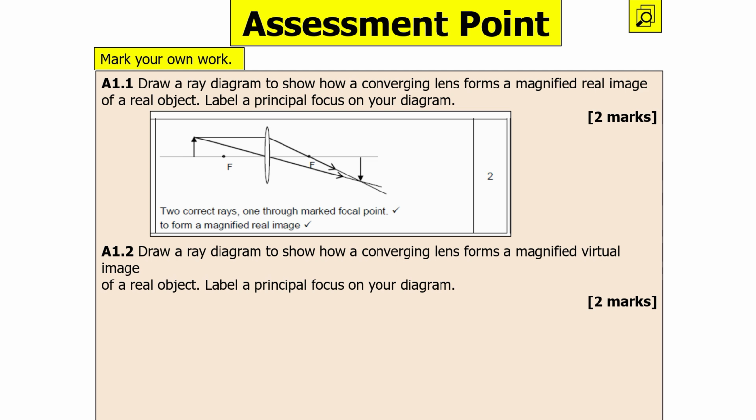Like we said before, one line from the top goes straight through the center and undeviated. One line goes parallel to the axis and then refracts through F. Where the lines cross, that is where you get your image.